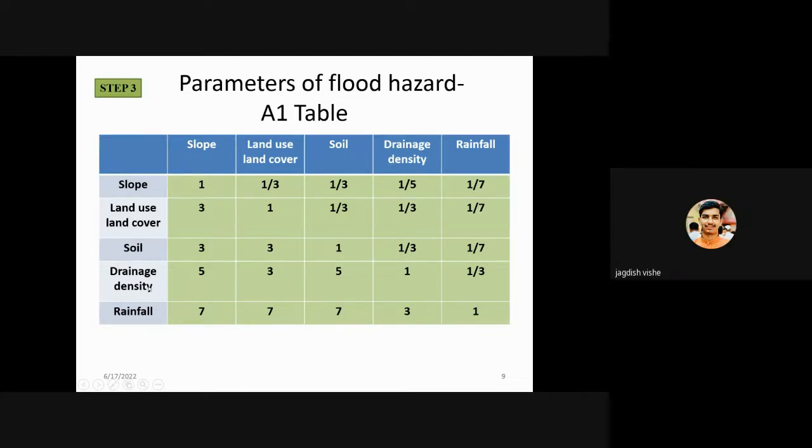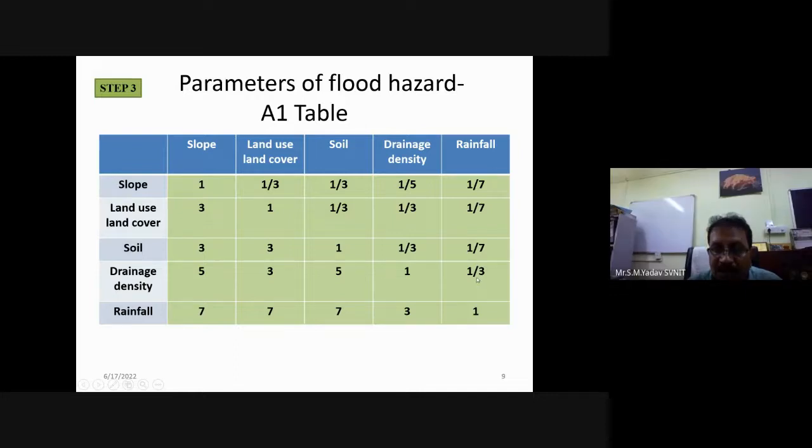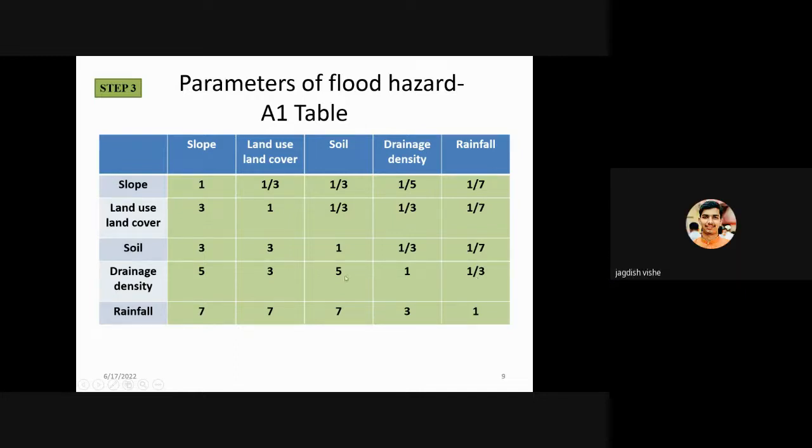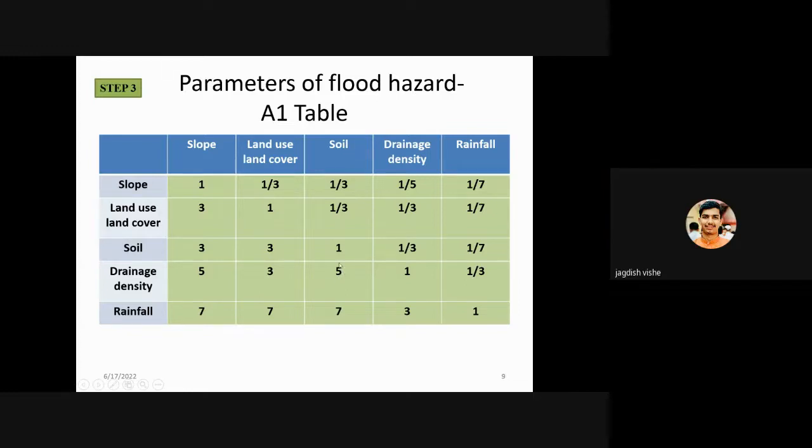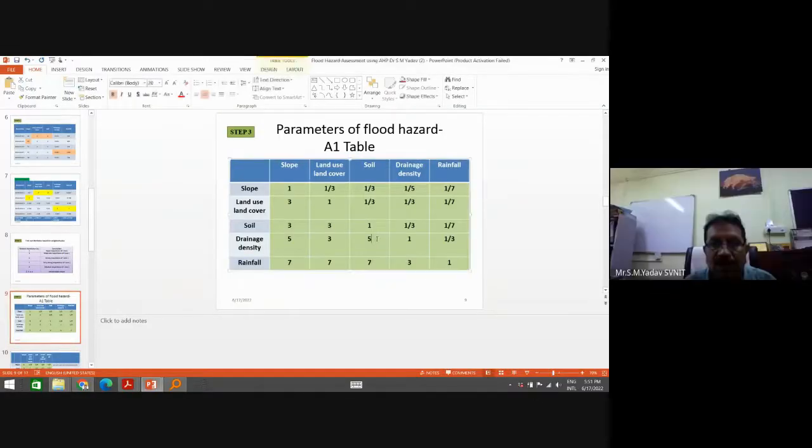Just check soil and drainage density. Soil and drainage density is 1/3, and here drainage density and soil is 5. It should be 3. Because when experts compared soil and drainage density, they gave low weight to drainage density, 1/3. So automatically drainage density and soil will not be 5, it will be 3. Okay. That is what I was saying, sir. This is 3, not 5. It was a working error in Excel. Okay, this is 3. Correct.